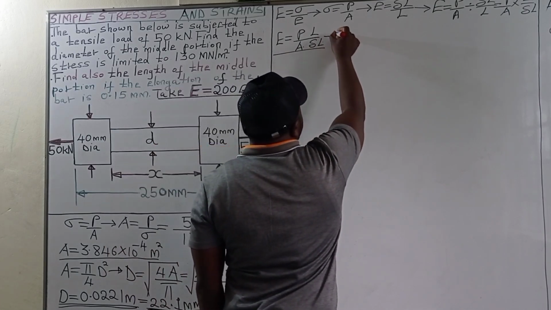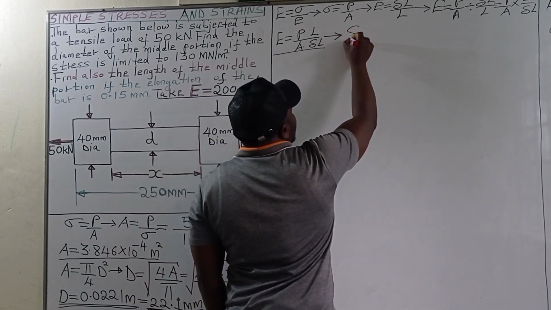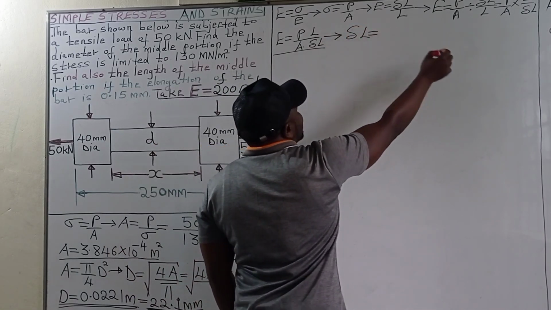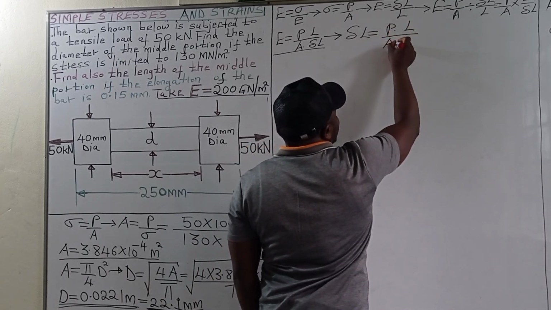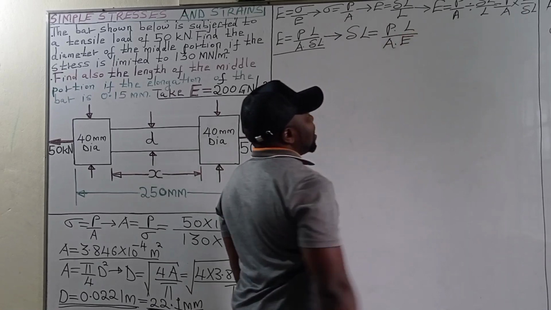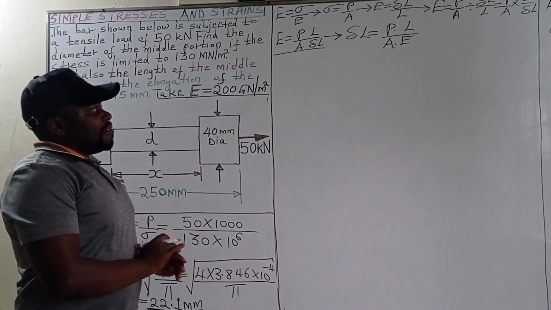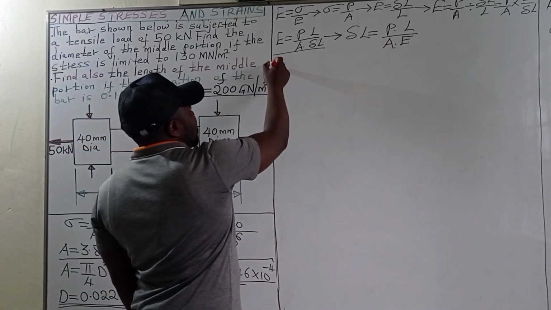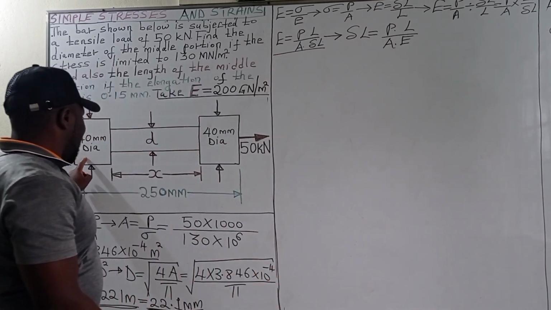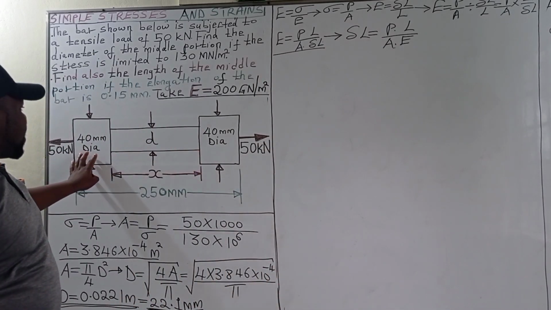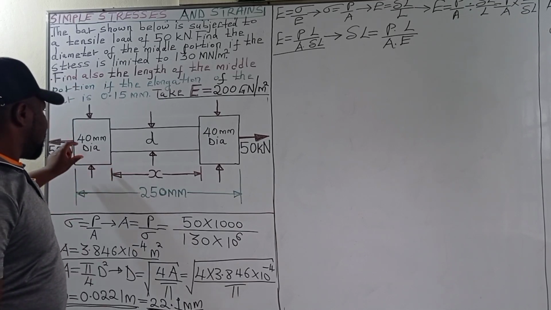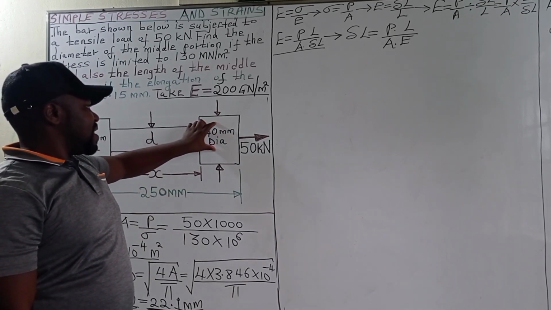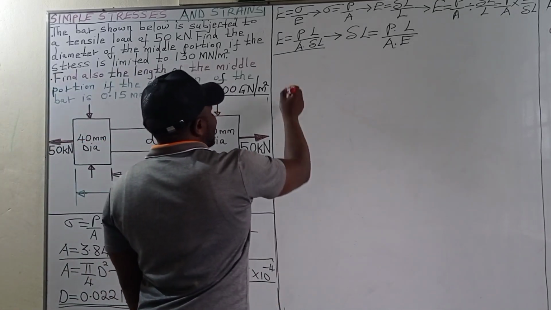And therefore, when we make change in length the subject, we are going to have change in length equals load times length divided by cross-sectional area times the Young's modulus of elasticity. Now, in this case, since the end portions have equal cross-sections, since their diameters are the same, we are going to say this.